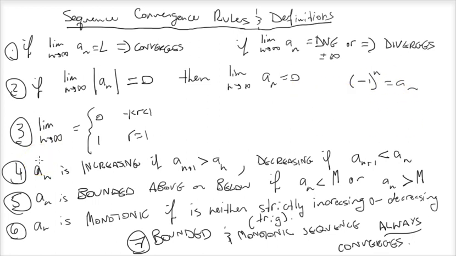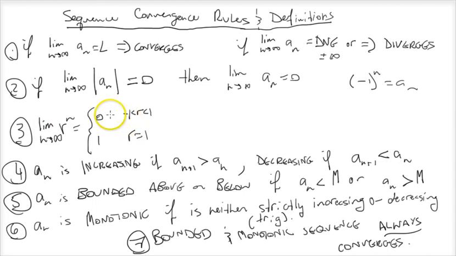So number 3, the limit as n approaches infinity of r to the n, so any constant to the n, will converge at 0 if r is between negative 1 and 1. So if it's like a half or a negative third or a fourth, it'll converge at 0, and it'll converge at 1 if r is 1.